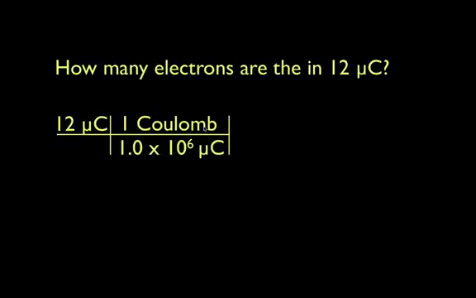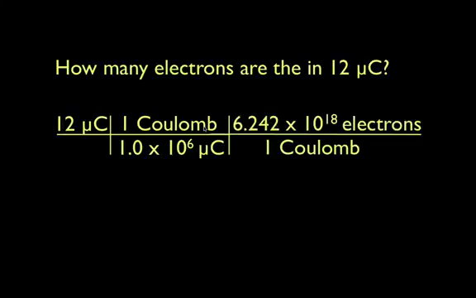Now we're going to convert that into a number of electrons, because we know that in 1 coulomb there are 6.2 times 10 to the 18th electrons. So now you can see, if we do the math, the microcoulombs cancel, then this coulomb cancels with this, and our answer is in electrons. If we do that, you get 7.49 times 10 to the 13 electrons.